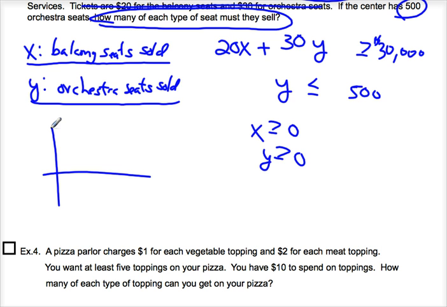I would say that the x-intercept would be 30,000 divided by 20, which is 1,500. The y-intercept would be 30,000 divided by 30, which is 1,000. I would connect those with a solid line. I shouldn't go below the axis, or to the left or below the axis, because I can't go in the negatives. I accidentally did. We want to be greater than that, so that would be out.